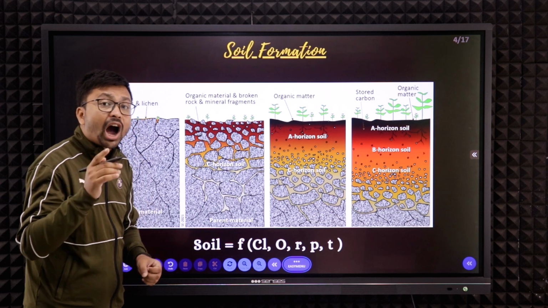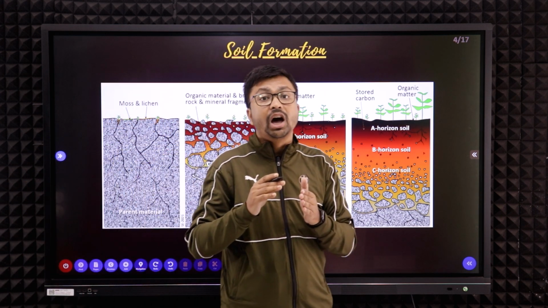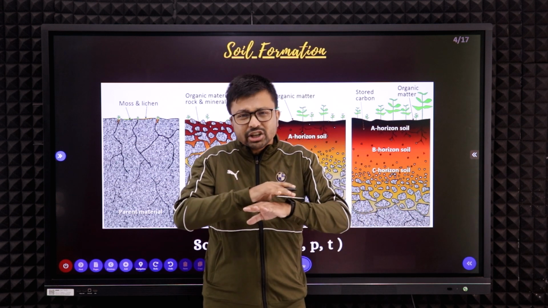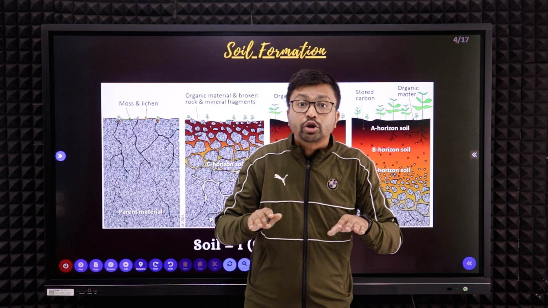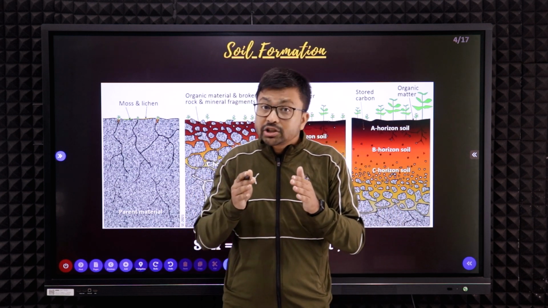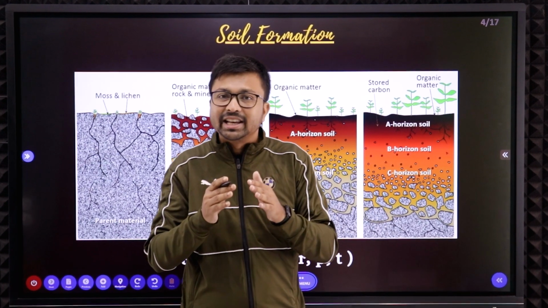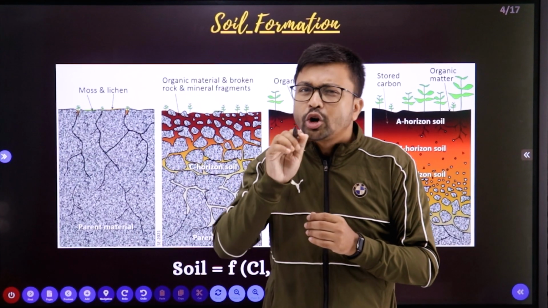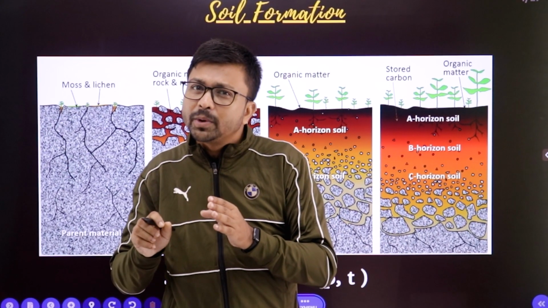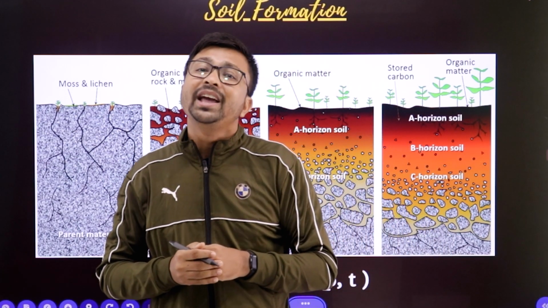Next is the R. R means relief features. It is controlling the soil formation. How? If the relief is even and flat, then soil formation will be much quicker because it will get time to gather those organic materials easily. But if there is a slope, then soil formation will be slow, which means the thickness of the soil will also be less.